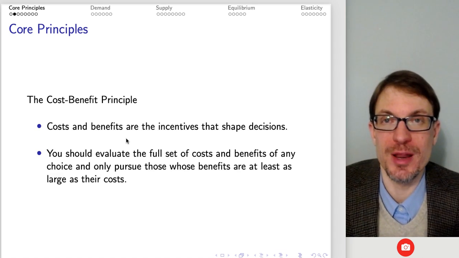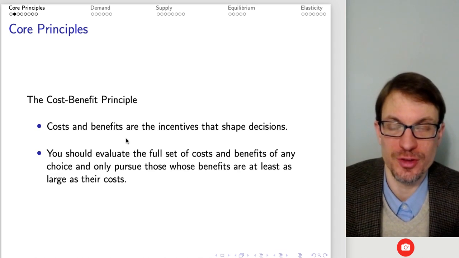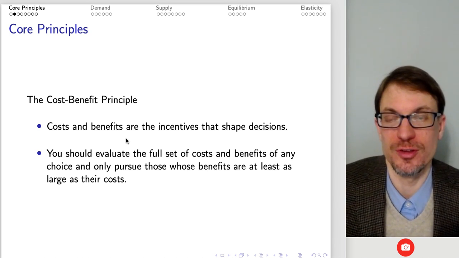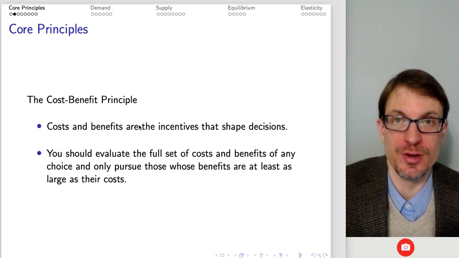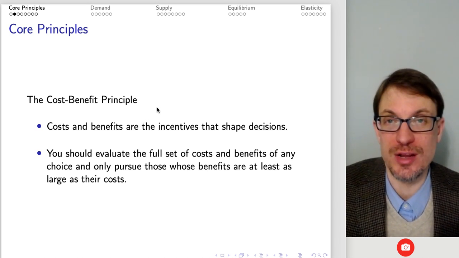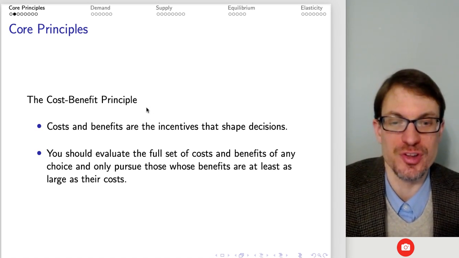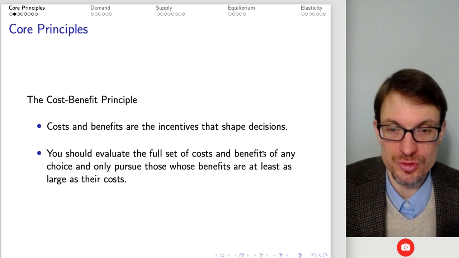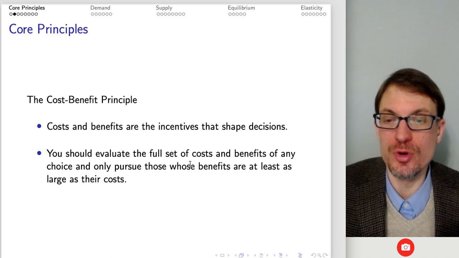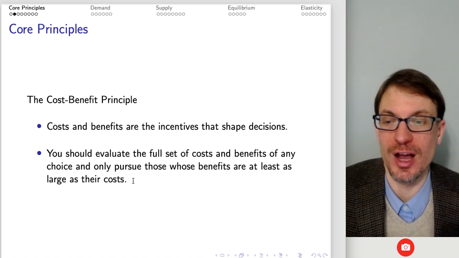All right, so the cost-benefit principle is basically reminding us we have to consider the full set of costs and the full set of benefits when we're making our decision. So we want to think about all the relevant costs, all the relevant benefits. We want to ignore the irrelevant costs, such as sunk costs. And then ultimately, what do we want to do? Well, we want to consider these different choices and pursue those choices whose benefits are at least as large as their costs.